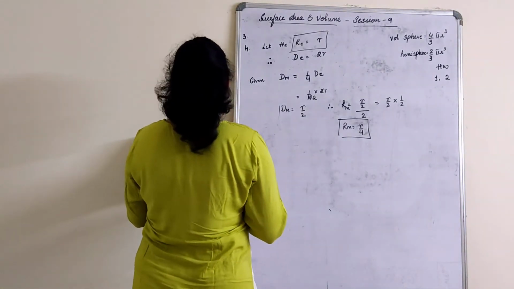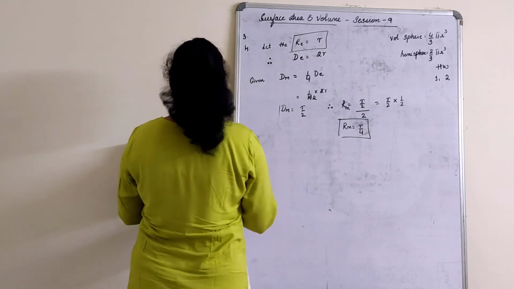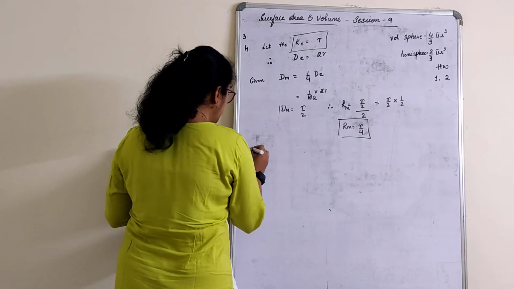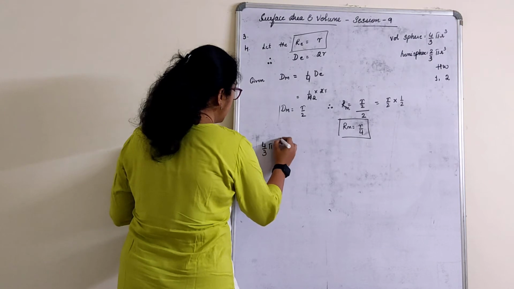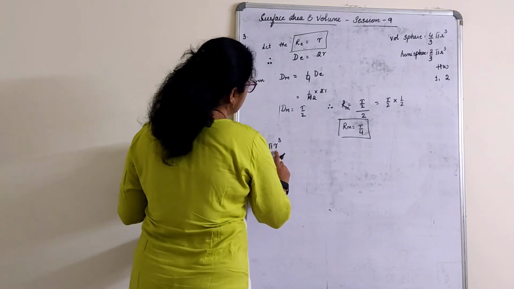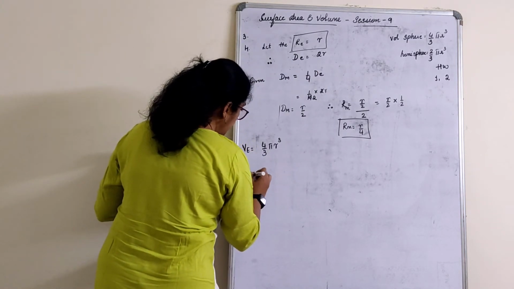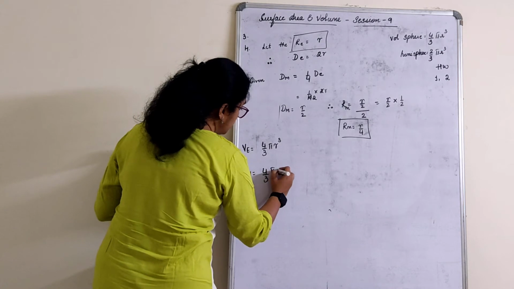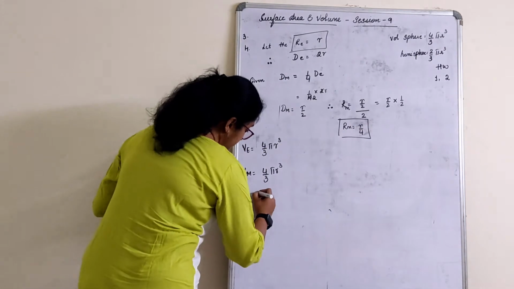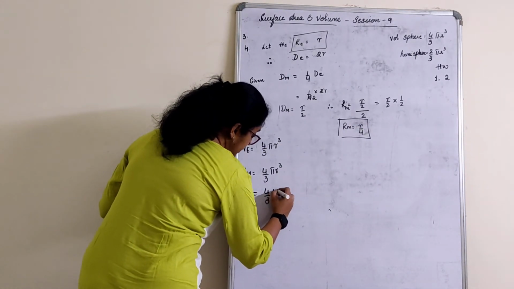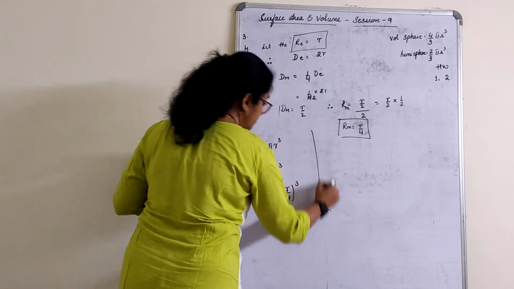Last part. What they have asked: what fraction of the volume of the earth is the volume of the moon? So first we'll find the volume of the earth, which is a spherical form. So 4 by 3 pi r cube. R is R only. Keep this as it is. Volume of the moon is also 4 by 3 pi r cube. But what is r here? R here is R by 4. So 4 by 3 pi, R by 4 whole cube.